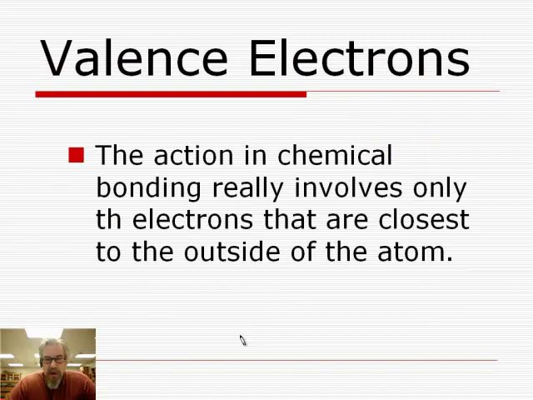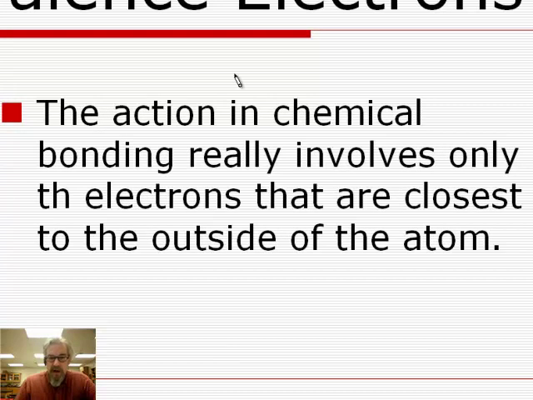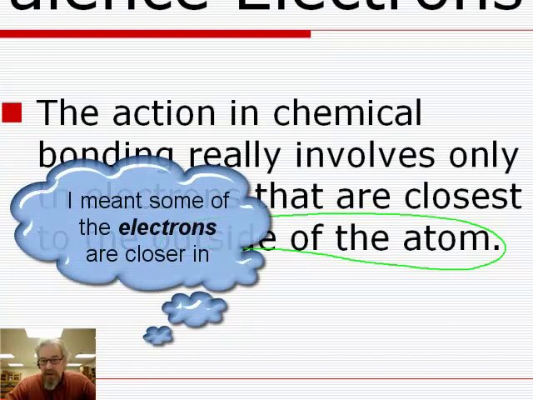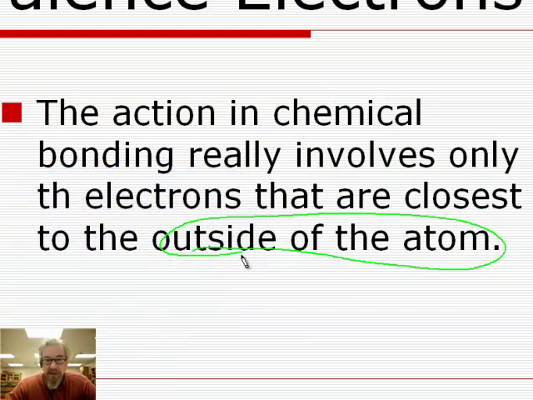Today we're going to get into the details of how molecules form, how covalent bonding works. All the action in chemical bonding, whether it's covalent bonding or ionic bonding, really involves not any electrons, but only the electrons that are closest to the outside of the atom. We haven't talked much about the structure of the atom, but some of the electrons are closer in, and they really don't participate in any chemical action. The ones that are outside can be shared, can be lost, can be gained to change the atom, and that usually results in more stable substances, compounds.